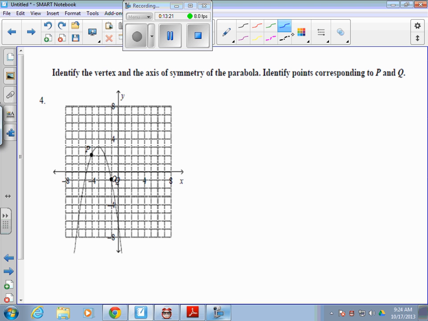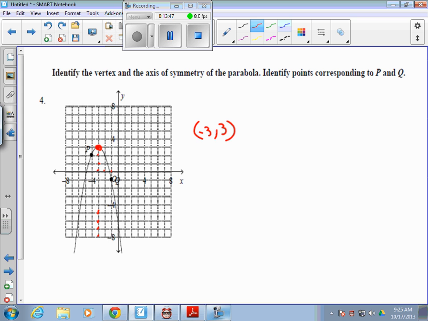This one says identify the vertex and the axis of symmetry, and then identify each of the points. So real simple. This one you just have to look at it and see what it says. Your vertex is going to be this point right here. So just label it. That's at negative 1, 2, 3. So negative 3. And positive 1, 2, 3. Positive 3. Your vertex is negative 3, 3. That's your vertex. Then it says label the axis of symmetry.